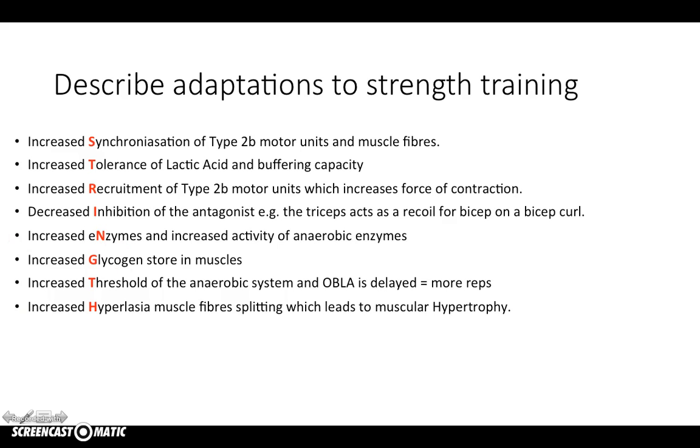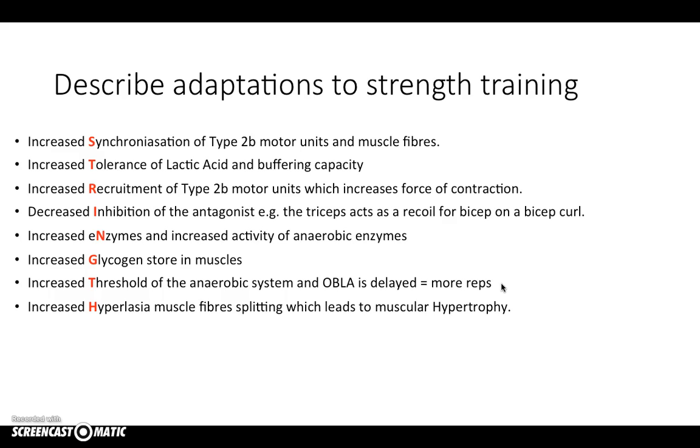Now, increased threshold of the anaerobic system and OBLA is delayed. What this means is this plays a huge part when it comes to endurance sports. Hence why here we've got OBLA is delayed. It means we get more reps. If we can get more reps into a training session, into a program, we're going to be getting greater strength endurance. So this really helps endurance sports. It's an increased threshold of the anaerobic system, meaning we can work at higher intensities for longer because our threshold is higher. So that's going to help the sports performer.